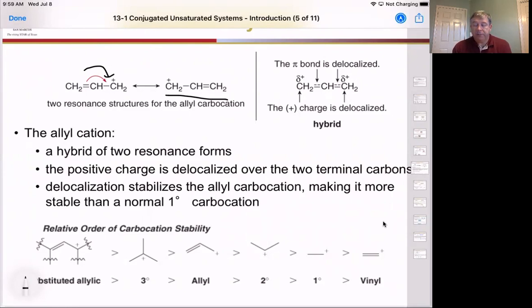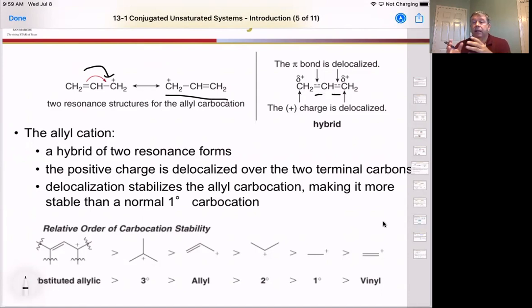And that's where we have these partial double bonds in between the carbons here and a partially positive charge at each end, okay? So all allylic cations have those 2 hybrid forms, and as the hybrid of those 2 resonance forms, the positive charge is delocalized over the 2 carbons, meaning that's where the reactions are going to happen if you're attacking with a nucleophile, okay?